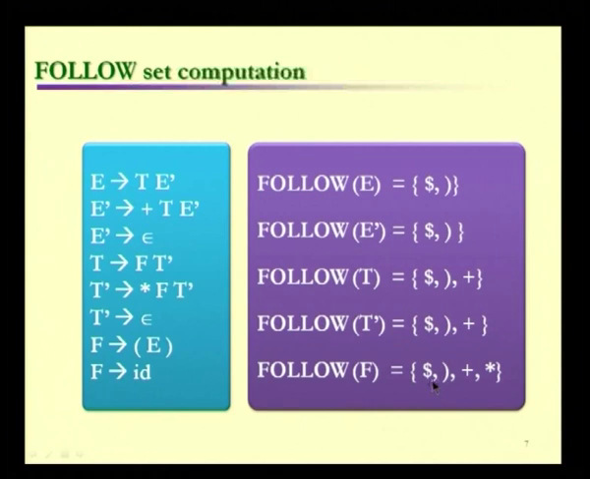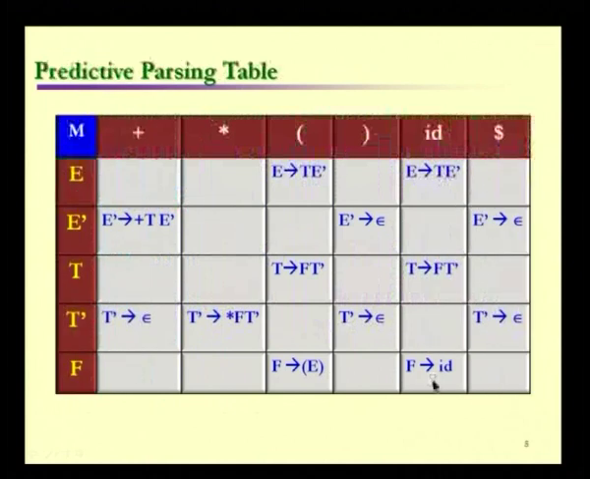Now we can think about how the predictive parsing table is going to be constructed. As far as the predictive parsing table construction is concerned, we have already seen the algorithm for that. It is a table whose name is M, and the terminals index the columns. So we have plus, asterisk, opening bracket, closing bracket, ID, and the special symbol dollar. As far as the rows are concerned, we have E, E dash, T, T dash, and F.